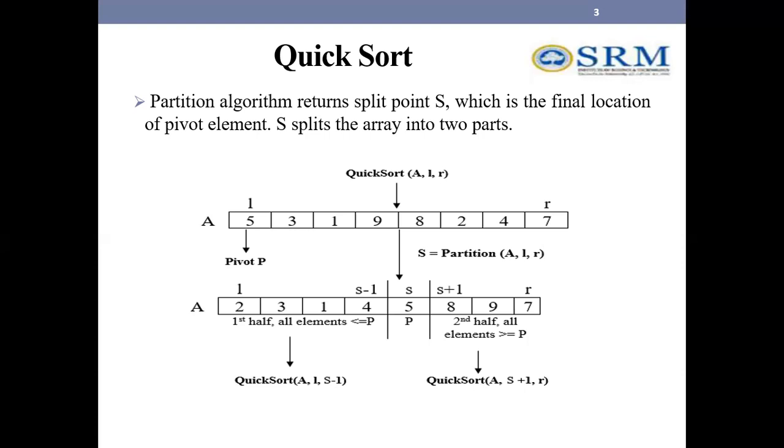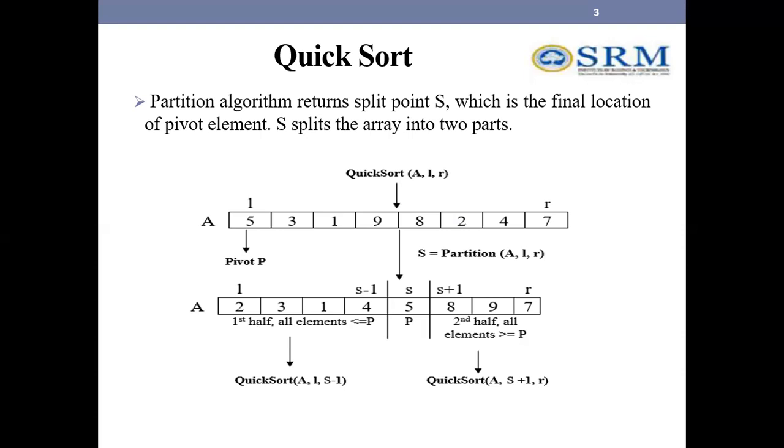L is the left end, R is the right end. L is the first location of the array and R is the last point in the right subarray. And here we are calling the partition algorithm. Normally we take the first element as the pivot element. Here in this example, 5 is the pivot element. The first element in the array is the pivot element.